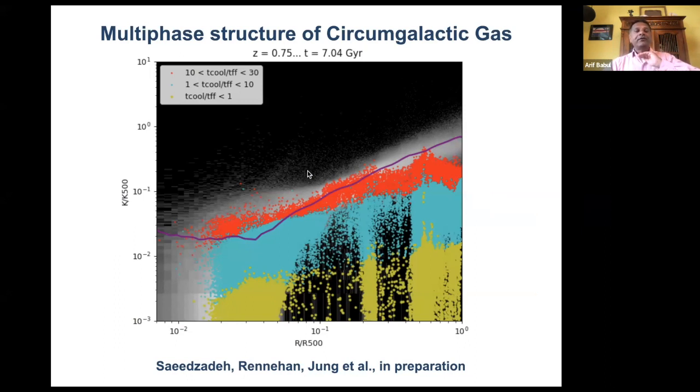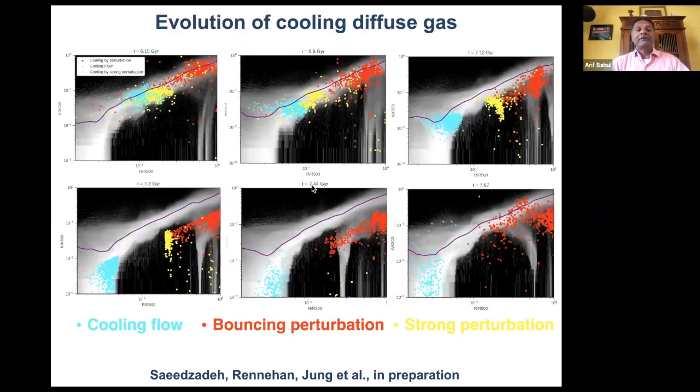As Vida indicated, you have satellites coming in, you have stripping going on. And so you see the structure actually present in this kind of plot. Here's a quick example of some of the features that we're seeing. The cyan points are just the classical cooling flow that's happening. It starts out, flows in, and then drops towards the center. We also have these red and yellow points. These are the existing CGM, or the medium that's present around these galaxies, that's being perturbed by the satellites.